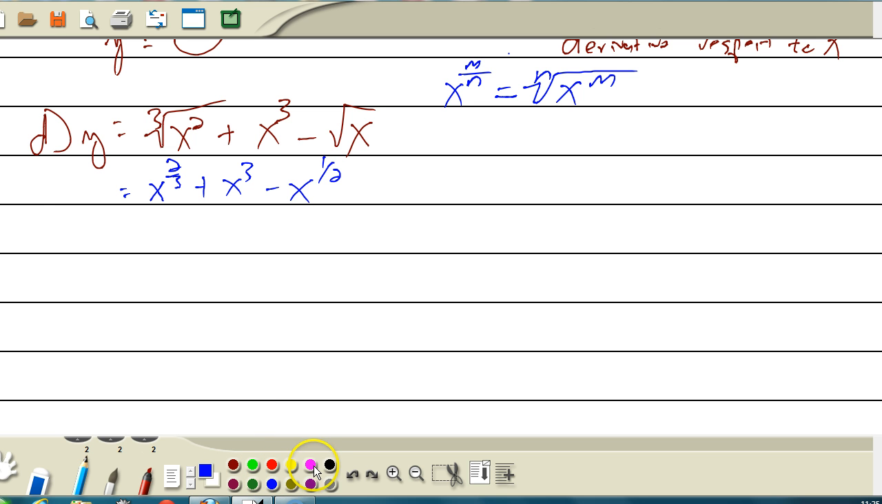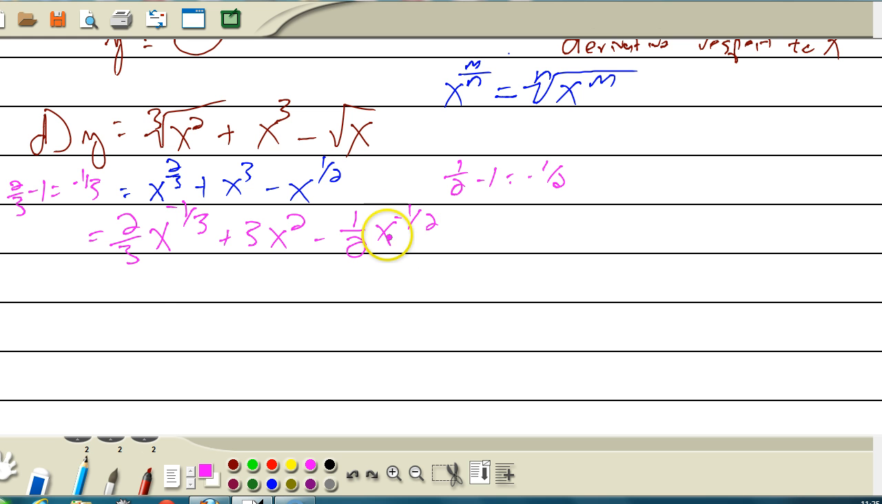So to take a derivative, we still do the same thing. You still bring down the exponent. So it's 2/3 x, then you subtract 1. 2/3 minus 1 is negative 1/3. Plus 3x squared minus, bring down the 1/2. 1/2 minus 1 is negative 1/2. So it's x to the negative 1/2 power.